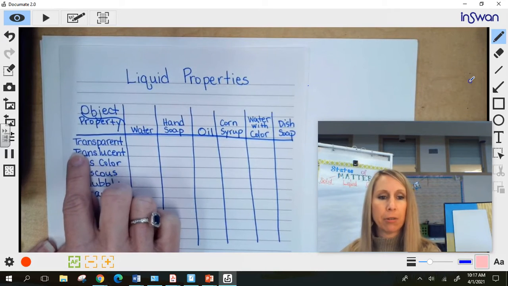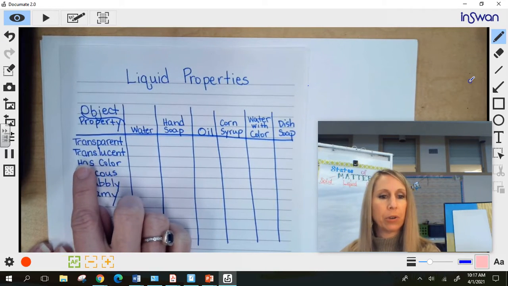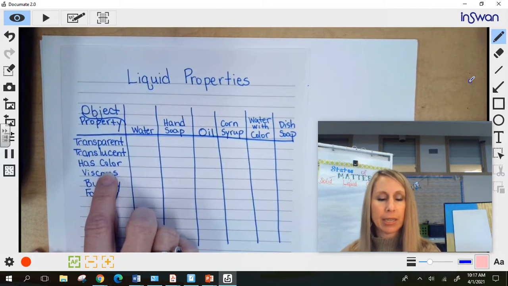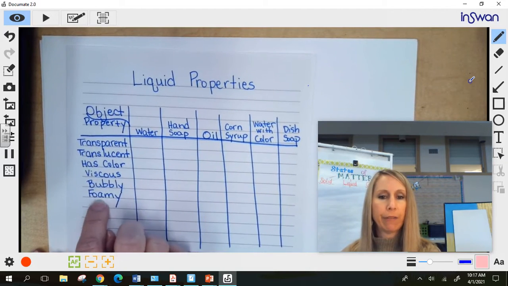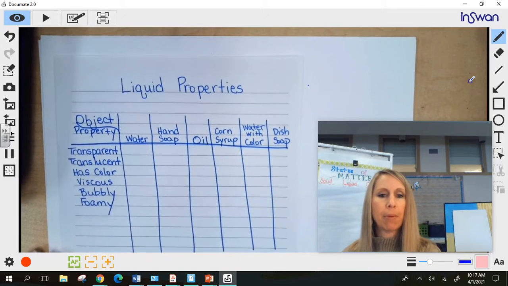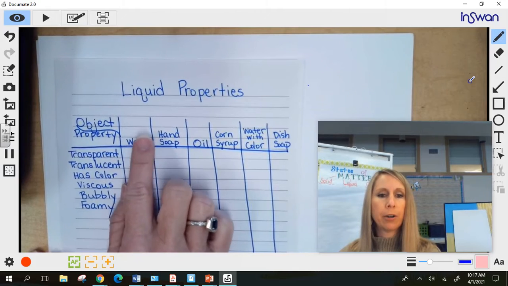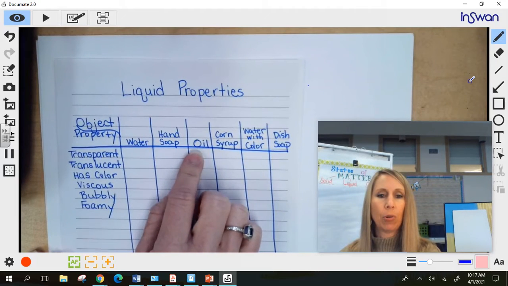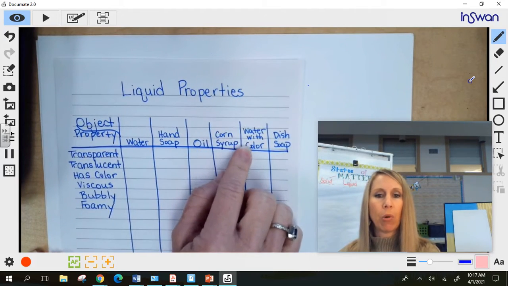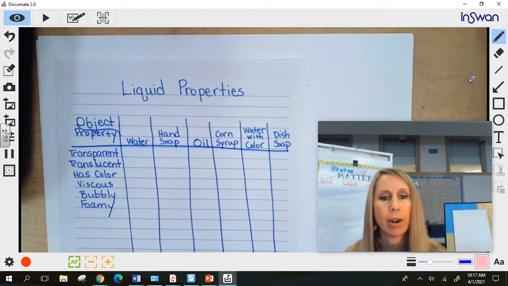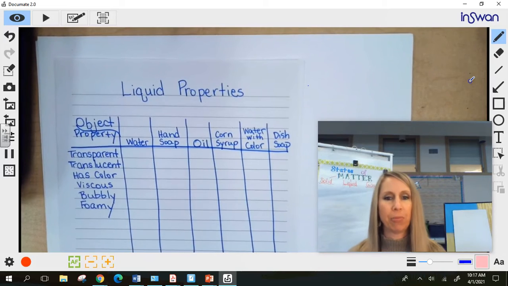Transparent, that we can see through. Translucent, which we cannot see through, has color. Viscous, bubbly, foamy. And then at the top of your chart in your journal, you will label these sections: water, hand soap, oil, corn soap, water with color, dish soap. Right now, I want you to press pause and set up your journal, please. When you are finished, come back and press play.